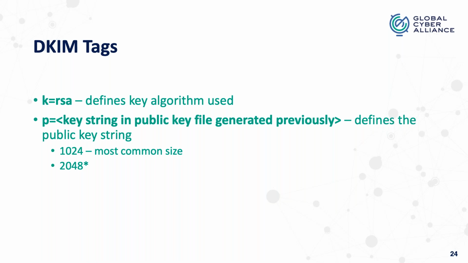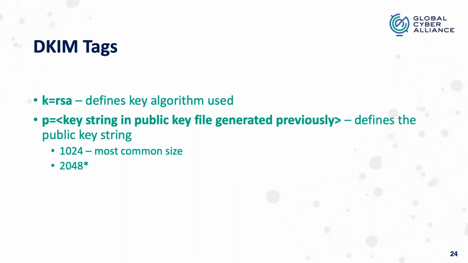So DKIM tags, two that are used there are K and P. There are other ones that are used as well. We're not going to go into that just for time's sake. Depending on the situation, you may or may not need them, but these are the two that you should at least have. So K defines the key algorithm to use. RSA is the one that I've seen the most, but there are other options as well.